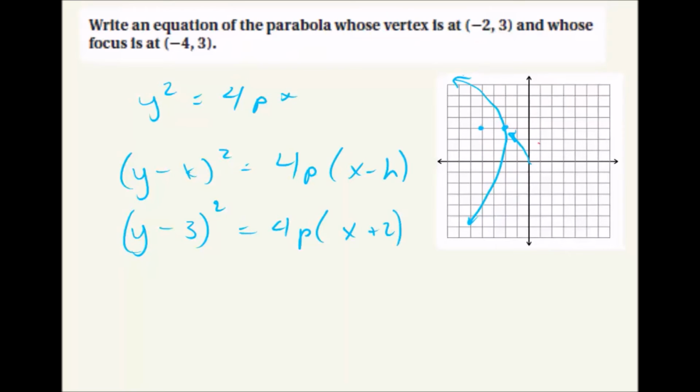The hardest part might be trying to figure out what p is, but we're basically going to look at the vertex and this focus and say the distance between those two is p. So to go from the vertex to the focus is -2. So p has to be -2. So we can rewrite the equation as (y minus 3) squared equals -8 times (x plus 2), because the only way that the focus could be 2 to the left is if p was -2. So this is the standard form of the equation.